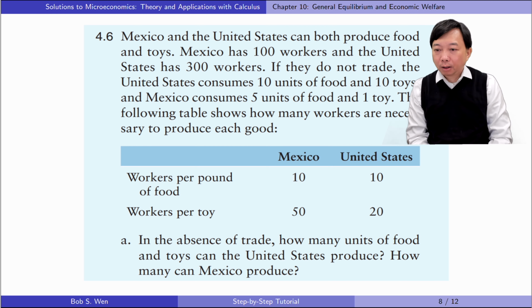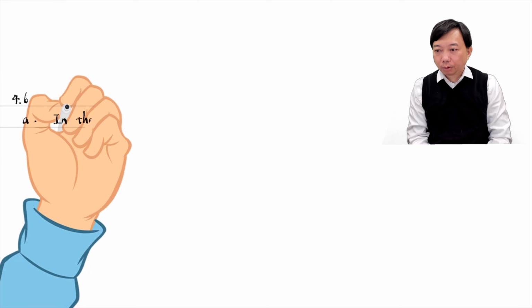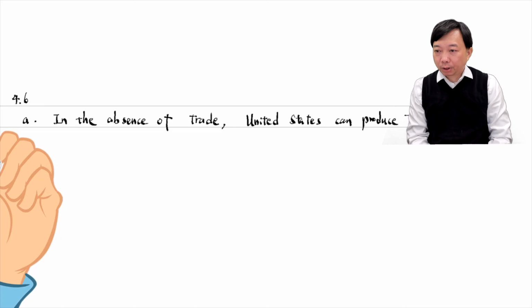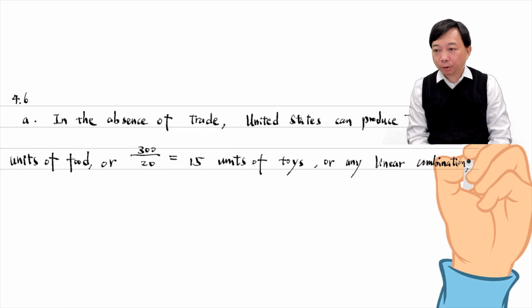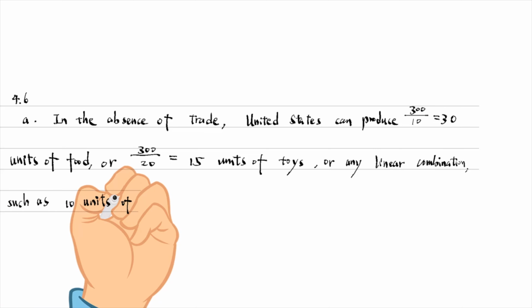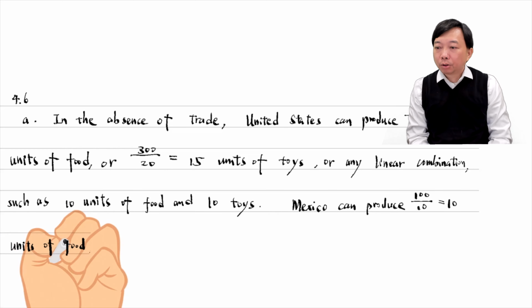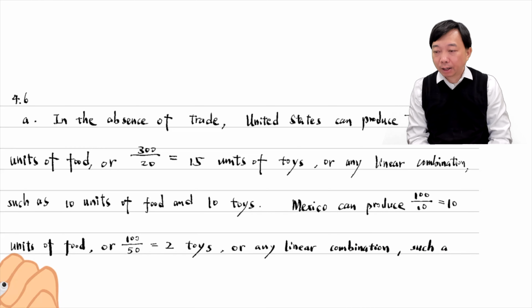In Part A, in the absence of trade, how many units of food and toys can the United States produce? How many can Mexico produce? In the absence of trade, the United States can produce 30 units of food, or 15 units of toys, or any linear combination, such as 10 units of food and 10 toys. Mexico can produce 10 units of food or 2 toys, or any linear combination, such as 5 units of food and 1 toy.